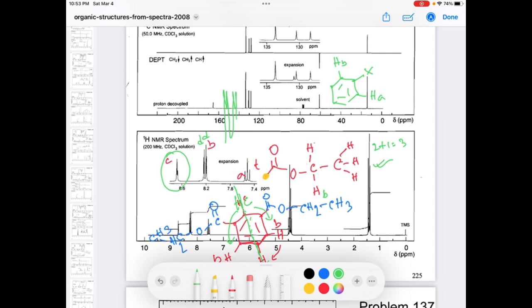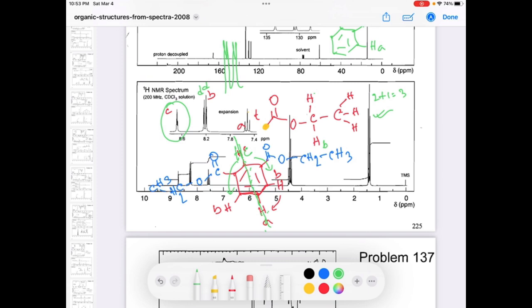Now for the A proton, that A proton will see the B proton and B proton, and also the A proton is far away from the C proton. That's why it is not giving good splitting. So you can take it as a triplet.